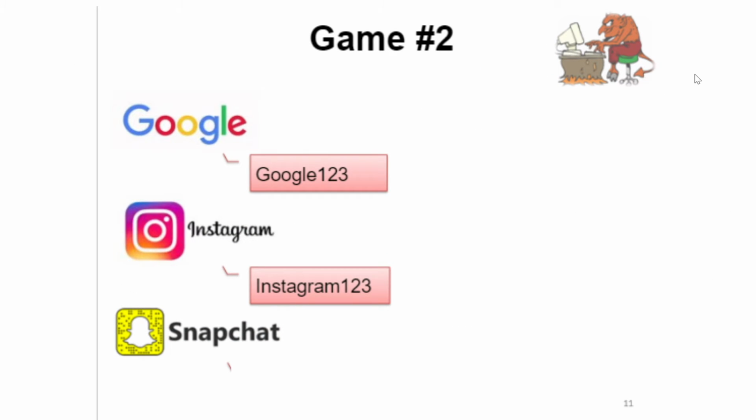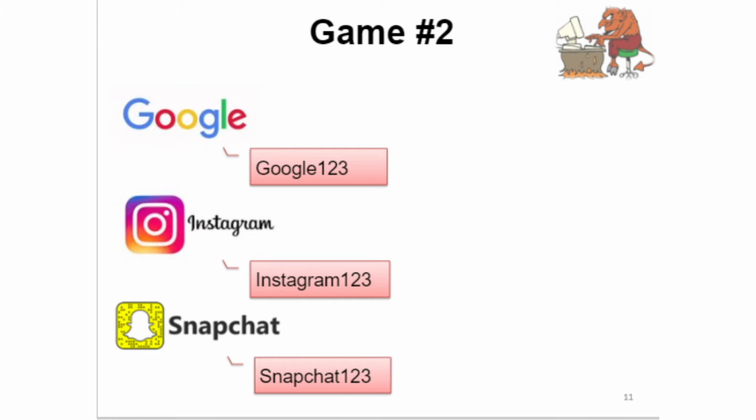We open the workshop with a game that demonstrates to students why it's so important to have substantially different passwords for different sites. Kids are presented with sample sets of passwords and asked to guess the user's next password. For instance, if my password for Google is Google123 and my password for Instagram is Instagram123, what is probably my password for Snapchat? Most students will quickly guess the correct answer, which would be Snapchat123.